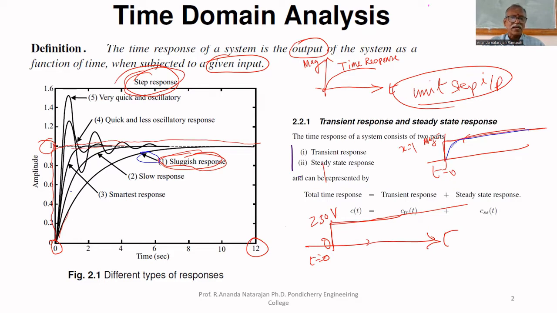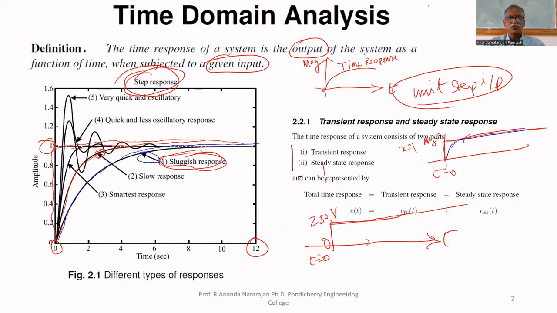Another response is there. This is the first response, the sluggish response. You follow my pen. The second response is this. That is somewhat better compared with the first. It is not sluggish. It is a slow response. The second one is a slow response.